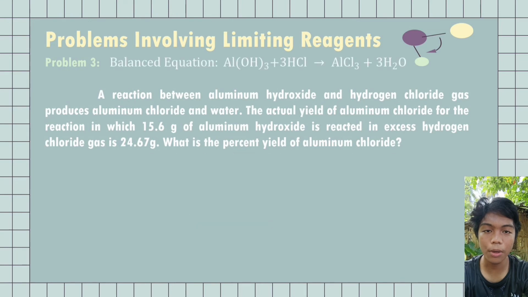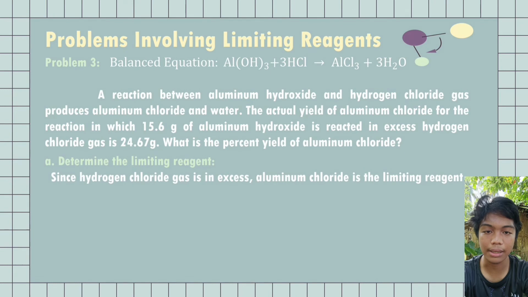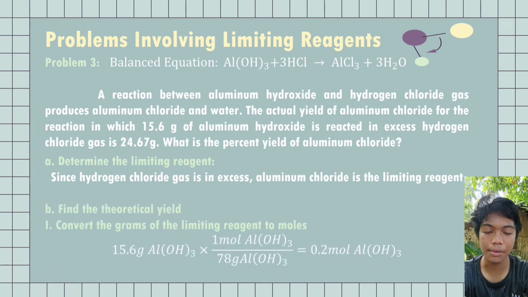Now, to find the percent yield of aluminum chloride, first, determine the limiting reagent. In this problem, since the aluminum hydroxide is reacted with excess hydrogen chloride gas, then the limiting reagent is aluminum hydroxide. Next, find the theoretical yield.